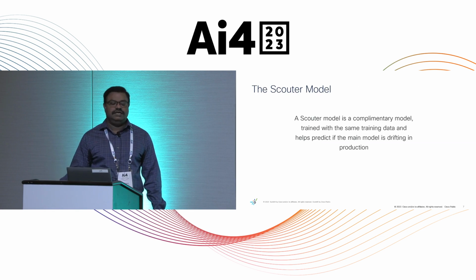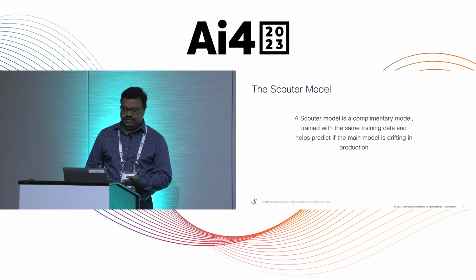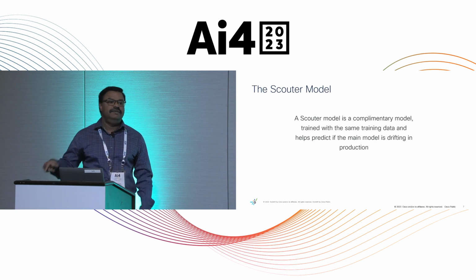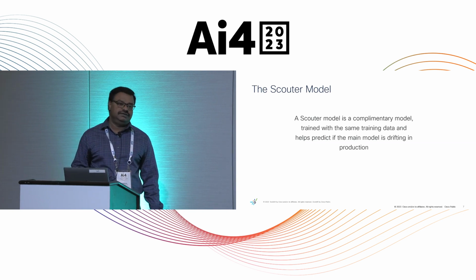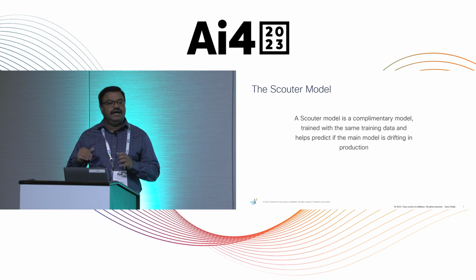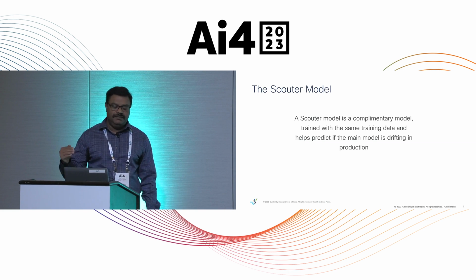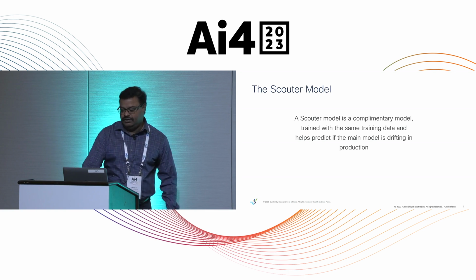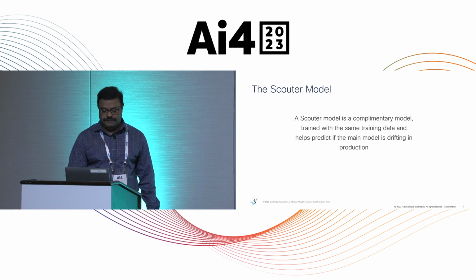That's when the Scouter model comes in. A Scouter model is a complementary model that is trained on the same training data as the main model, and it helps to predict if the main model is drifting in production. So how do we build the model? We look at how to build the model and use the model now.